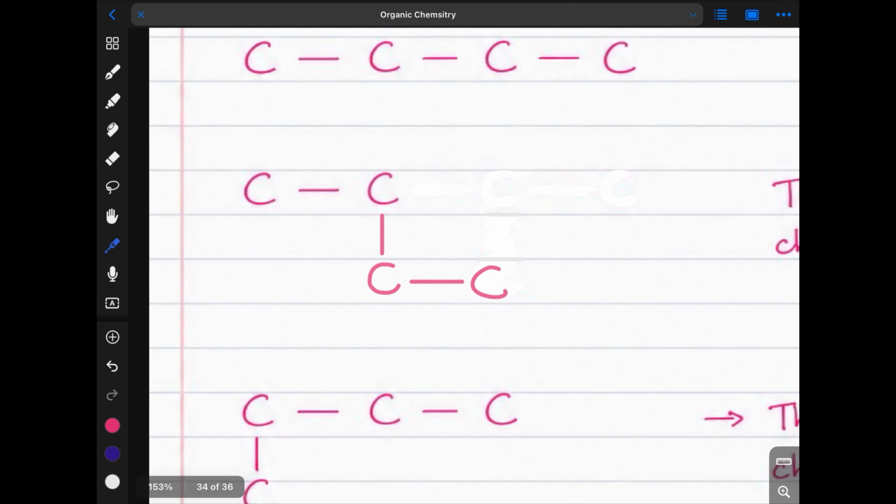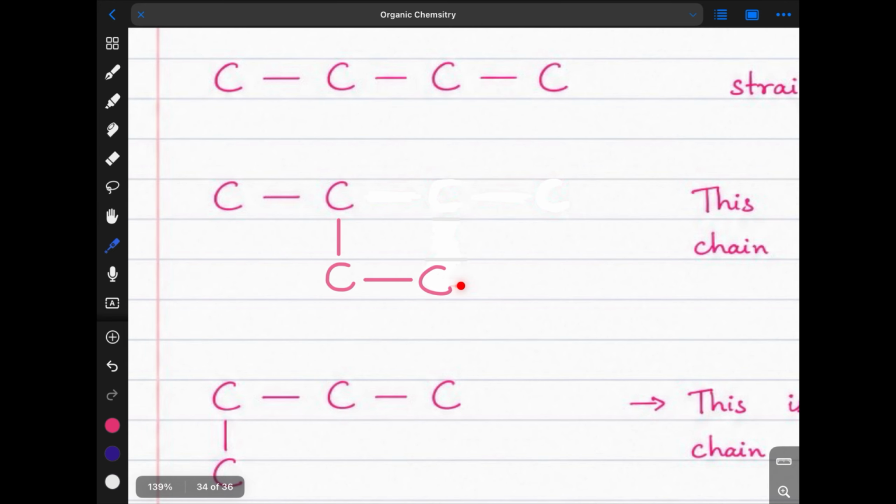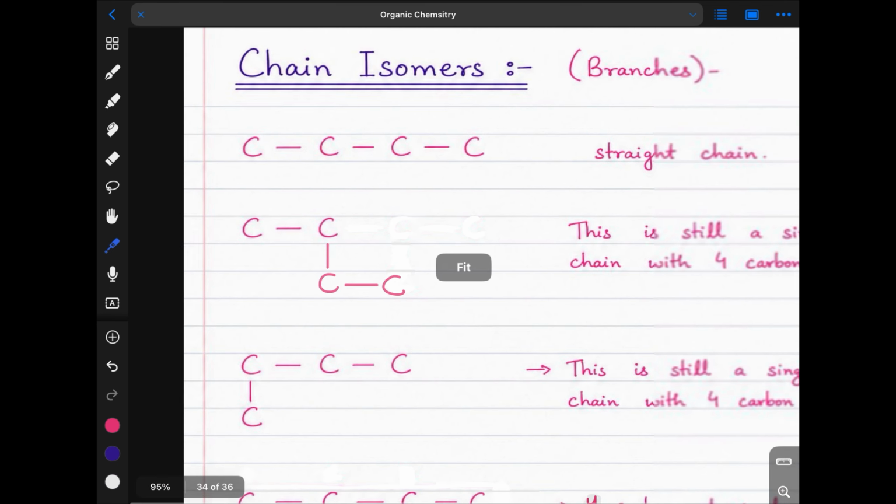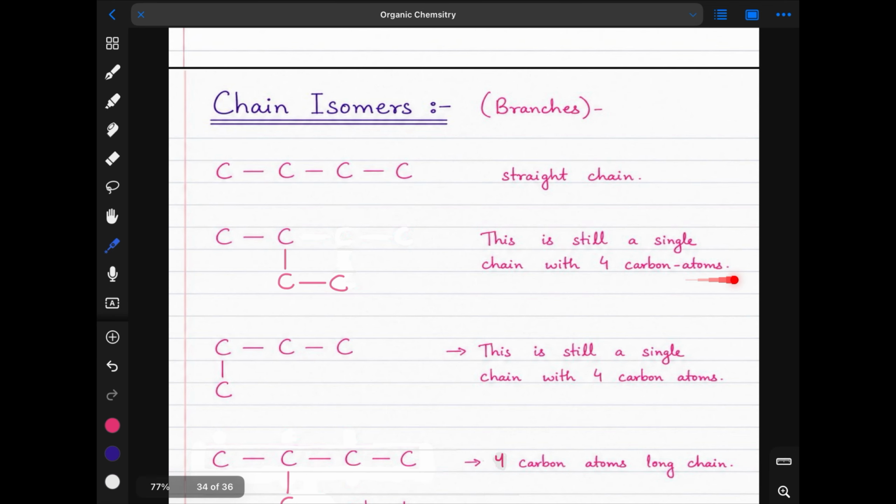But you can see that here we have a little bit turned or cornered chain. But this is still a single chain because I am moving further and I only have one way of moving ahead. I cannot go through this way or this way. I just only have this way of moving ahead. And the same thing is happening here. I only have one way of moving ahead. So this is a single chain with 4 carbon atoms.